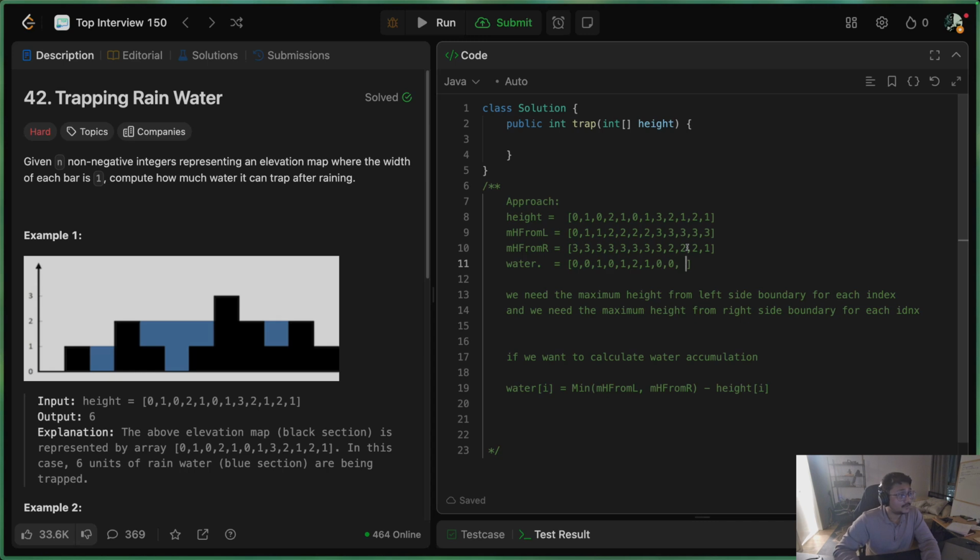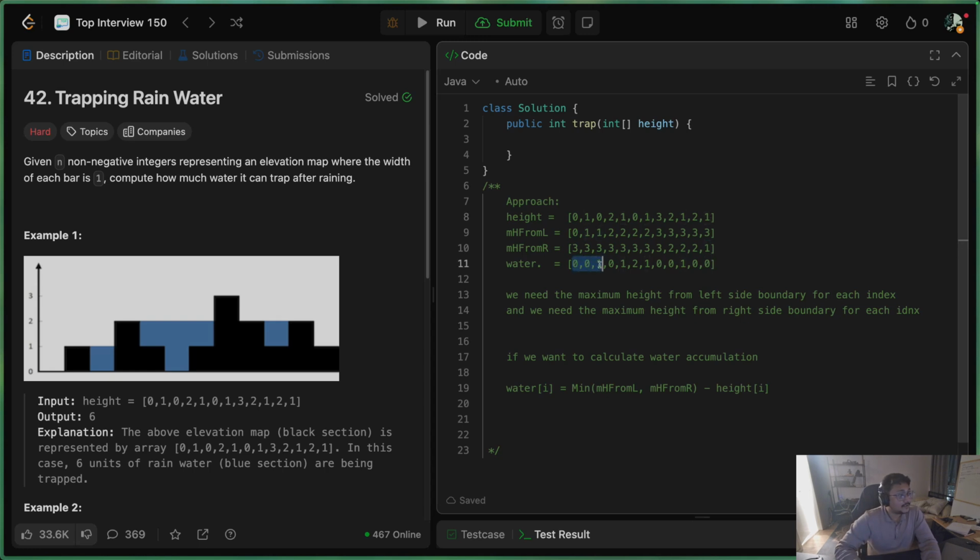Again we have to take a minimum of 3 and 2, which is 2. We subtract 1 from this, and then we get 1 unit of water over here. Again we take a minimum of 3 and 2, the minimum is 2, we subtract 2 from 2, this will be 0. And then for the last one, the minimum is 1, and here again we won't be able to store any unit of water.